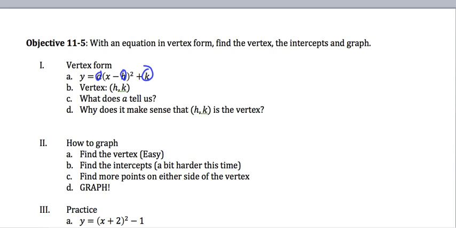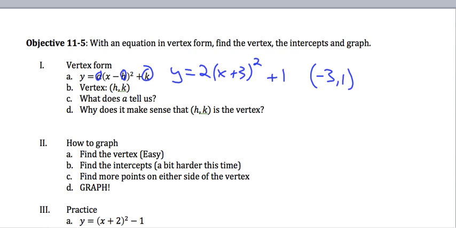Just a very, very quick example. If we had y equals 2(x plus 3) squared plus 1, our vertex would be (negative 3, positive 1), because there's supposed to be a minus sign in the parentheses. Since there's not, and there's a plus sign instead, we've got to switch the sign on that. For k, on the other hand, we keep the sign the same.